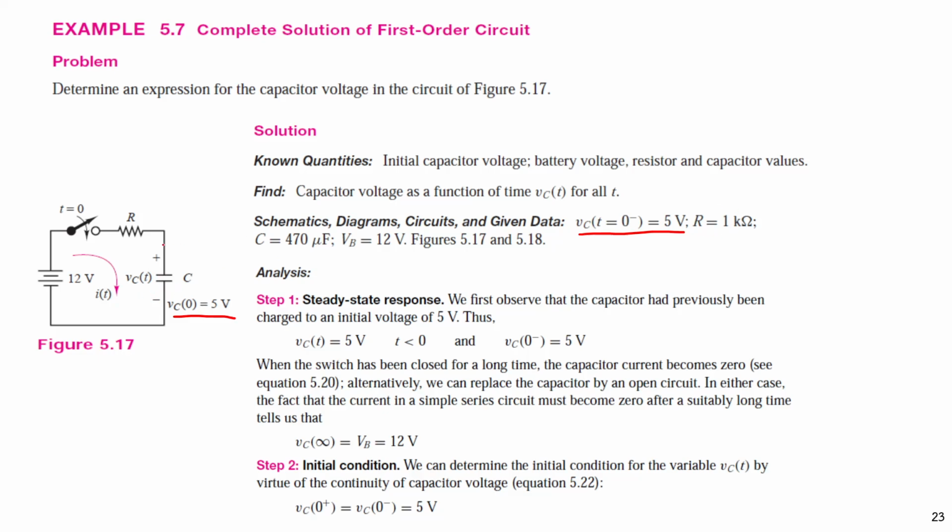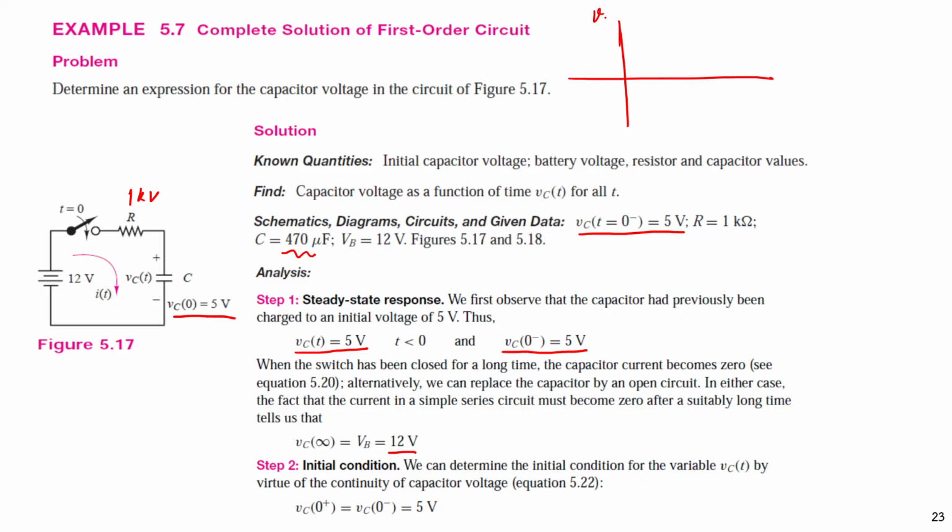And the resistance is 1 k ohm, and the capacitance is 470 microfarad. And Vb is 12, then we close the switch. When we close the switch at t before 0, Vc is 5 volt. So Vc at time 0 is 5 volt. And when the switch is closed for a long time, it should become 12.